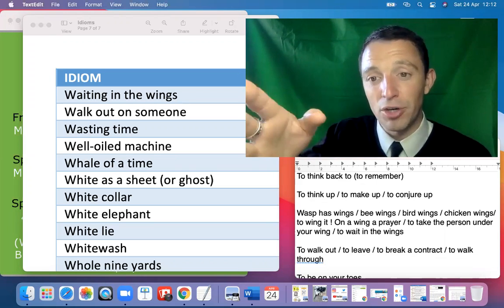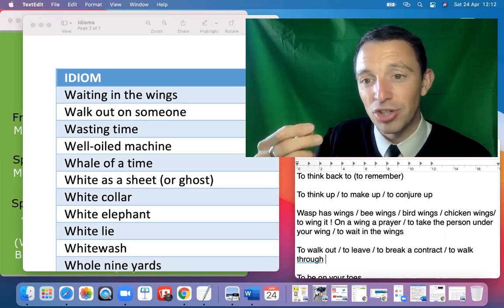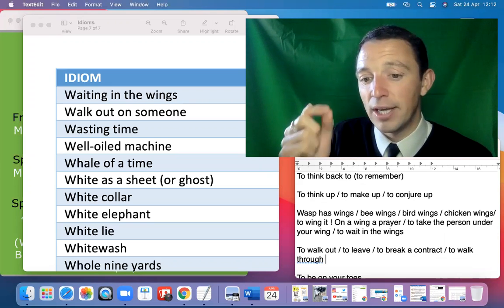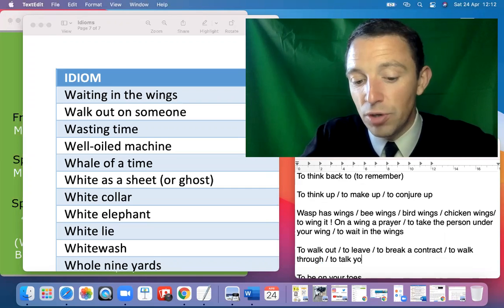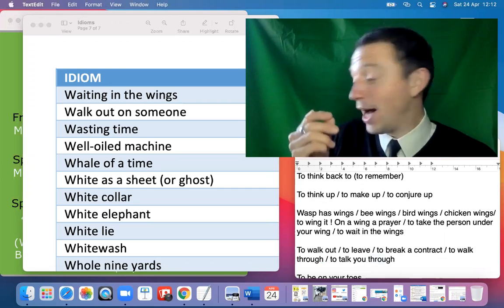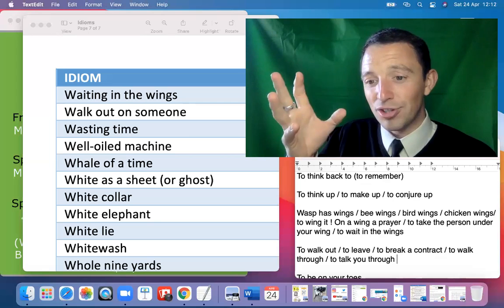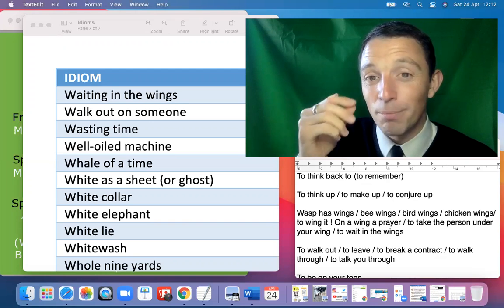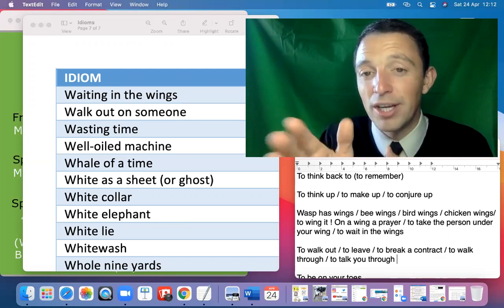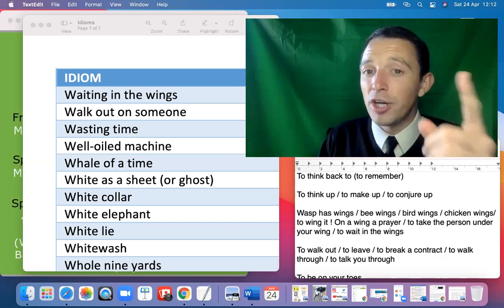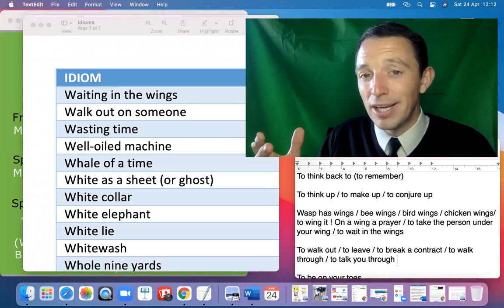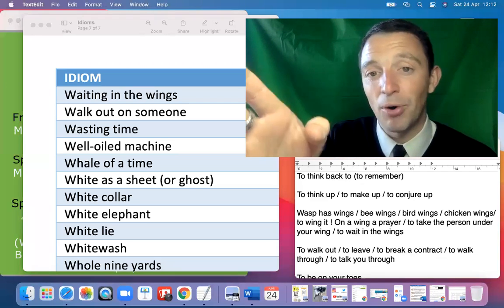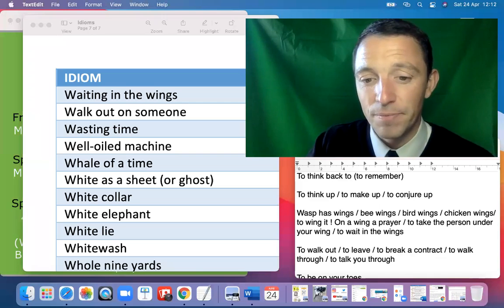So to walk somebody through is to show somebody the instructions, to show somebody the way to do it, but very, very slowly. It is possible to talk you through, and that's exactly the same. If you have the instructions and you need to explain them to somebody in detail, but very, very slowly, I'm going to talk you through the process. So there's a difference. To walk you through is maybe physical, to show you an example, but to talk you through is to explain the example, and through is important because it's from the start to the finish.